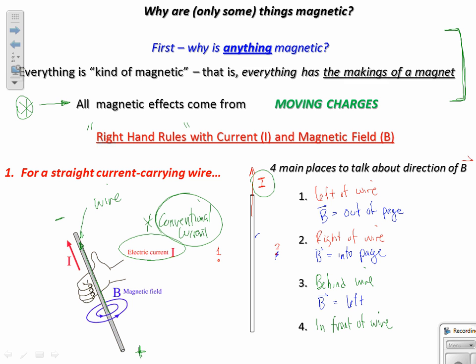Make sense? Now keep your fingers wrapping around. Again, I have a pencil pointing straight up in the air. I have my right thumb right along that pencil in the direction of current. As my fingers get around to the front of the wire, my fingertips are pointing to the right. So in front of the wire, B points right. This is hard to do without having you sit here and watch, but we're going to keep going. Okay so far? All right.